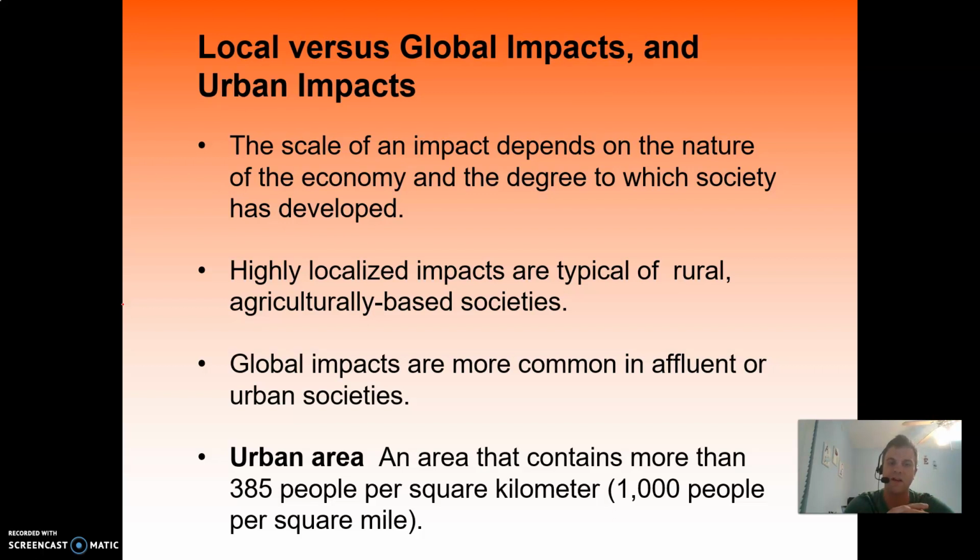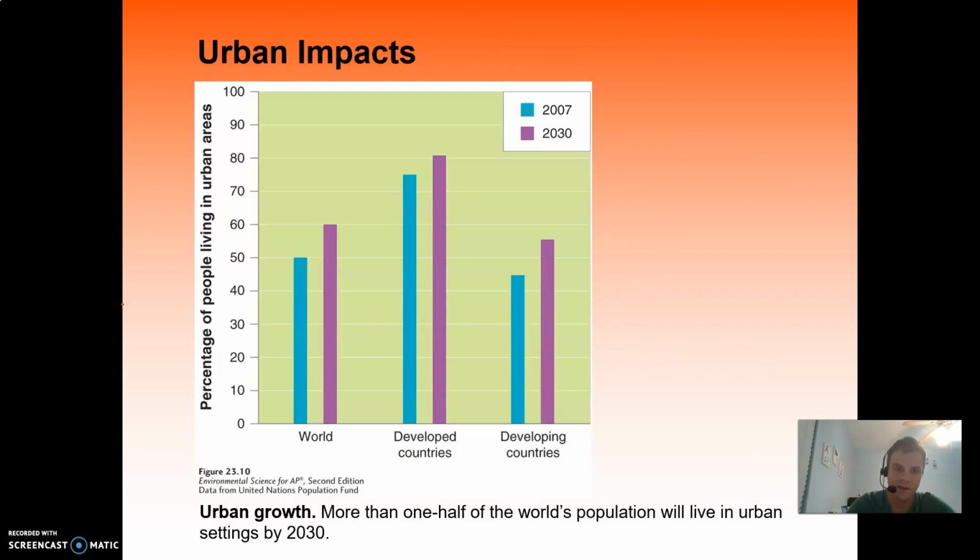So what is an urban area? An urban area is an area that contains more than 385 people per square kilometer or 1,000 people per square mile. Those are what we typically define as urban areas. We're finding them more and more in LEDCs, honestly. It used to be pretty much an MEDC problem. You can see here we're looking at urban growth in the world. Overall, the percentage of people living in urban areas is going to go from 50% to 60% by 2030. In developed countries, you see a very small increase. However, we're going from 75 to 80, where you see a bigger jump in the LEDCs or developing countries.